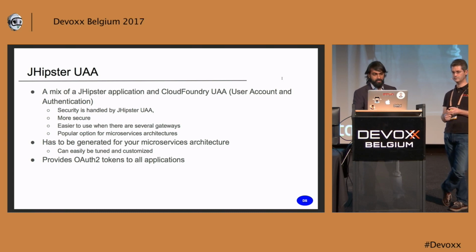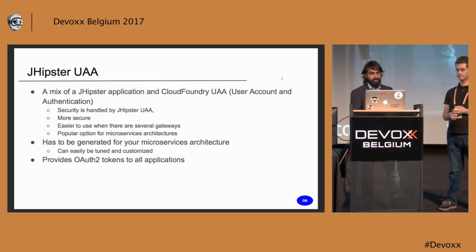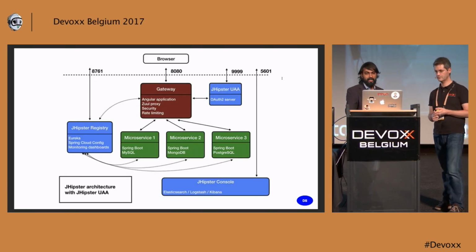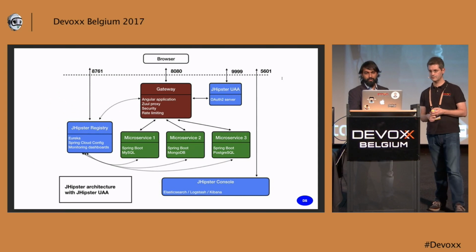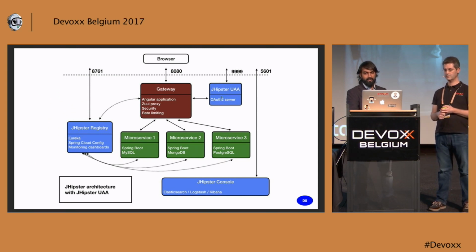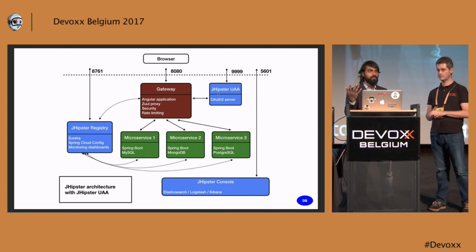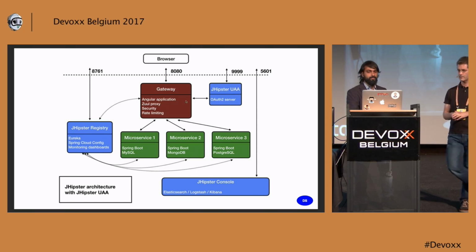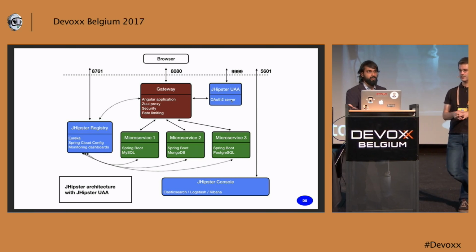As I said, it has to be generated. It can be easily customized because it is a normal JHipster application, with a lot more security code generated. It also provides OAuth tokens for all your applications. So the architecture looks something like that. You can see that there is an OAuth server here, which is of course our UAA server, which works along with the gateway to secure your application.